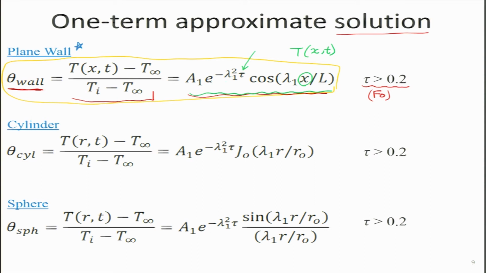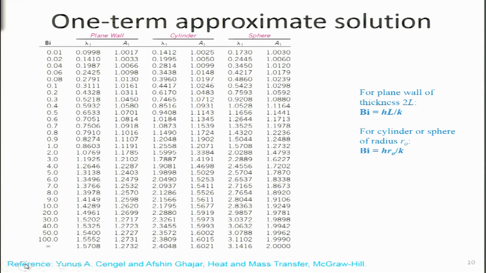So the question is, what are these two constants A1 and lambda 1? If you go to the next slide, these will tell us that, for the first case, we are considering the plane wall case, all we need to do is figure out the value of the Biot number. If in the case of the problem our Biot number turns out to be 2, then from this particular table we find the value of lambda 1 and the value of A1 from here.